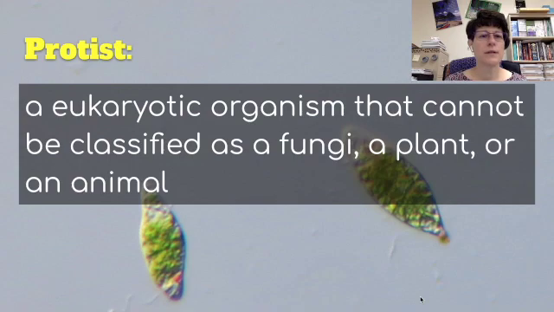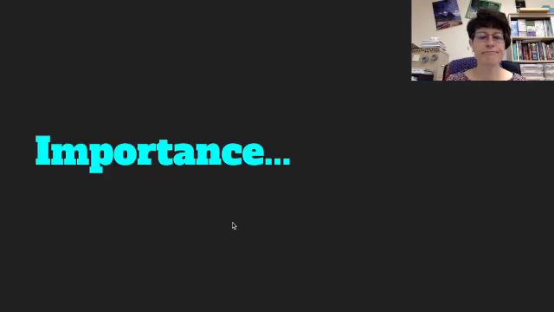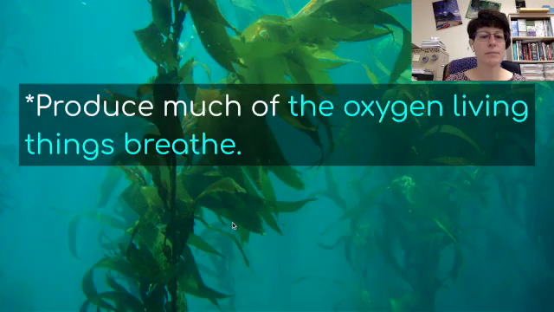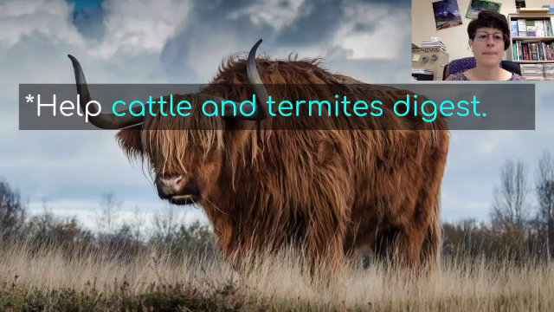Now, one kingdom that is in domain Eukarya are the protista. And this is a eukaryotic organism that cannot be classified as a fungi, a plant, or an animal. Now, here you can see these are called euglena, and they are single-celled protist. And the importance of protists are they produce much of the oxygen living things breathe. They help cattle and termites digest. So that's why I have some cattle in the background eating.